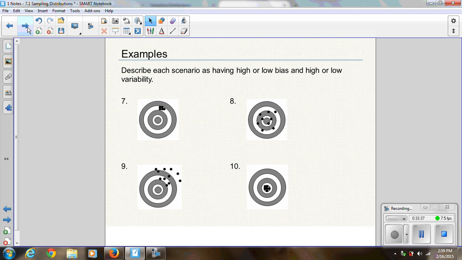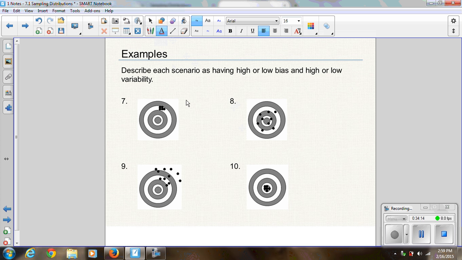All right. You're given 4 different examples here, and basically you're asked to determine if there's high bias or low bias, and high variability or low variability. So remember, bias deals with center. These are all bullseyes, so imagine throwing the darts at the bullseye. If you're systematically off-center, then you know that you have high bias. If your darts are scattered all around, then you know you have high variability. So I'd like you to go ahead and press pause and describe each of these situations as either having high bias or low bias, and high variability or low variability. Please press pause now.